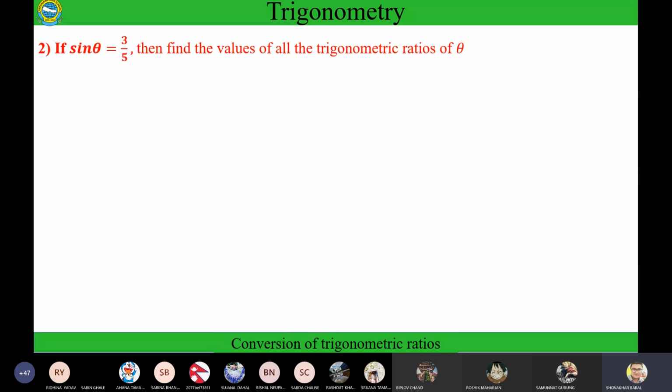So if sin theta is equal to 3 upon 5, let's discuss this one. If sin theta is equal to 3 upon 5, then find the values of all the trigonometric ratios of theta.